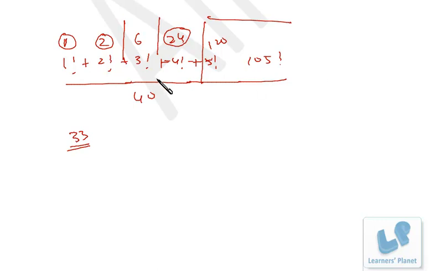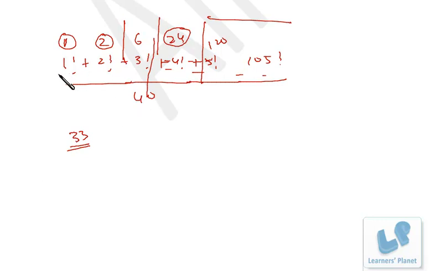Okay, if you have to divide it by 8, then find out the remainder. Still 6, 7, 8, 9. The remainder will be 1 only. Okay, because from here all the terms will be multiples of 8. Okay, so this way you can practice.